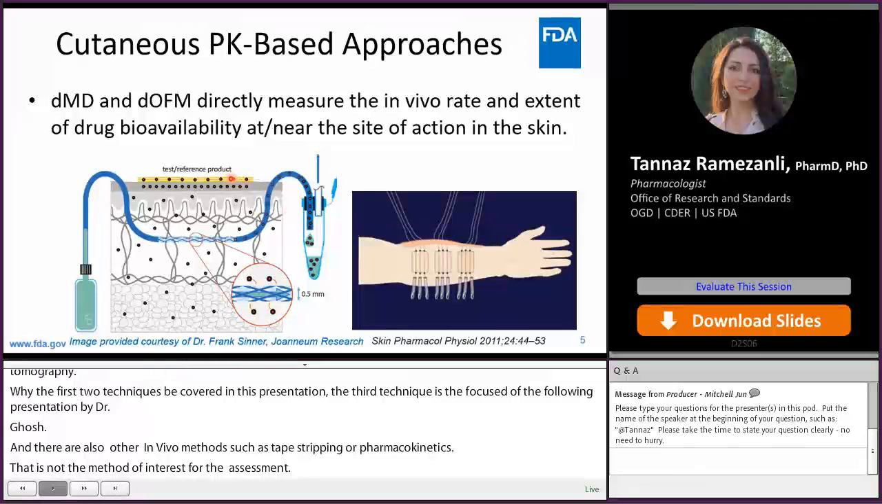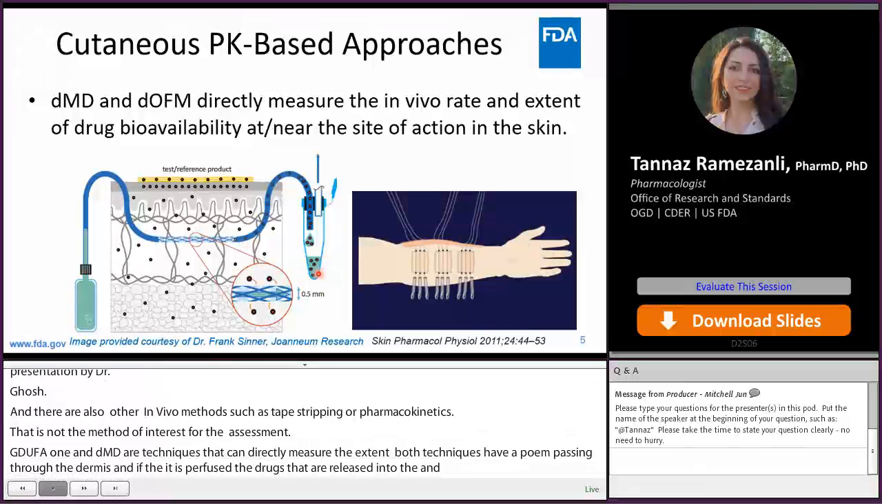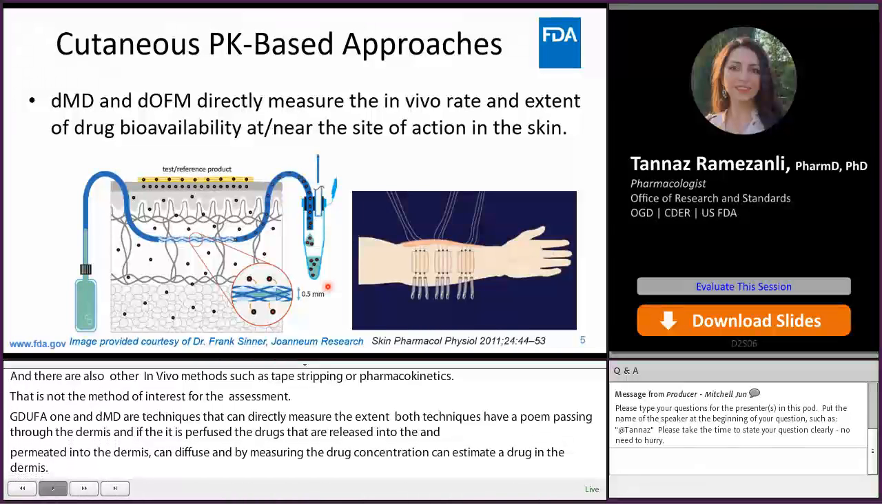The drug that is released from the formulation, partitioned into the skin, and permeated into the dermis can diffuse from interstitial fluid into these probes, and by measuring the drug concentration in the perfused sample, we can estimate the drug concentration in the dermis. This is a similar concept to when we take blood samples and measure the drug in the blood or plasma samples.